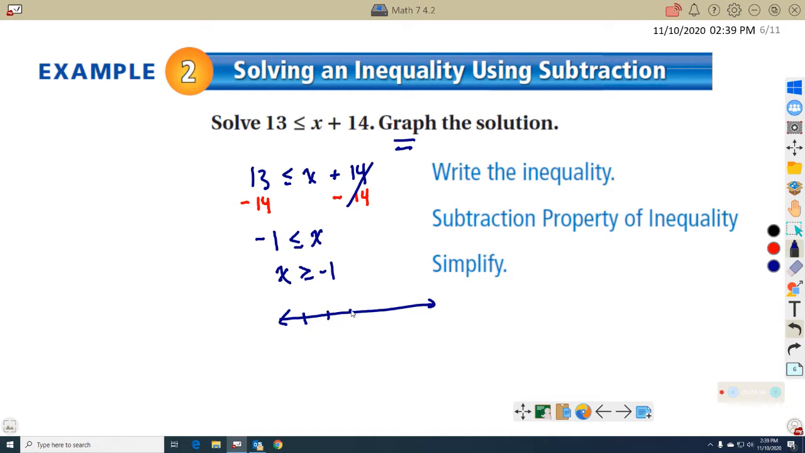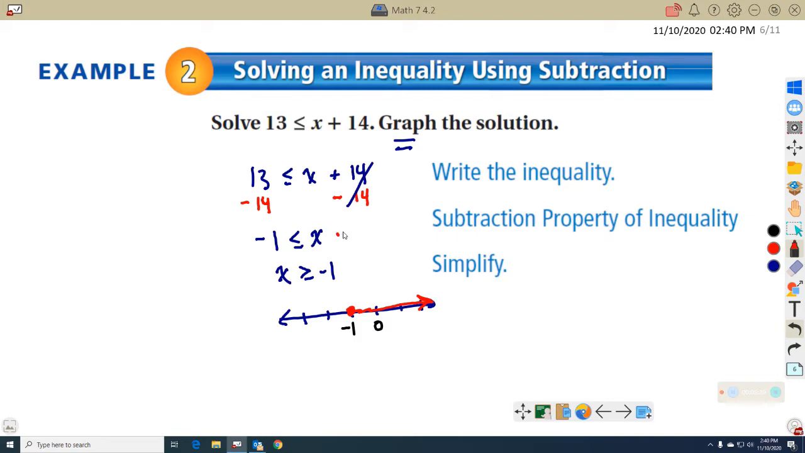Well, I like doing that because when I graph, this inequality symbol is going to point in the same direction as my graph. Now x is equal to -1, my boundary is -1, and it's equal to -1. So I'm going to use the solid filled in dot there, and I want to graph to the right because I want the numbers that are greater than -1. So it's this direction. Okay?